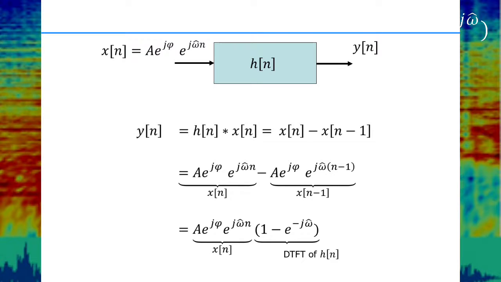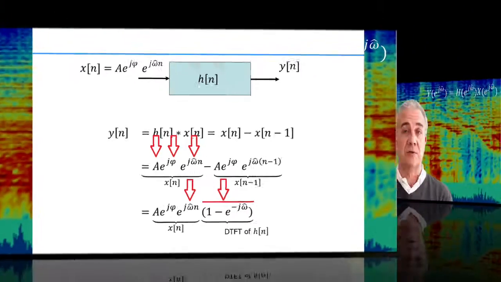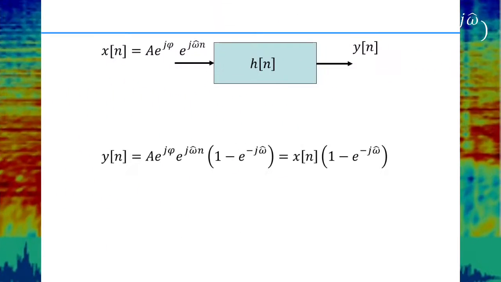It says that if we have an input signal x of n of a certain frequency, amplitude and phase, then the output signal y of n will have the same frequency but a modified amplitude and phase. And the amount of change in the amplitude and phase depends on the frequency of the complex exponential. For example, if the input signal has a frequency of 0, in other words it is a constant signal, we substitute omega is 0 into the expression and we see that the output signal becomes 0 for all n.